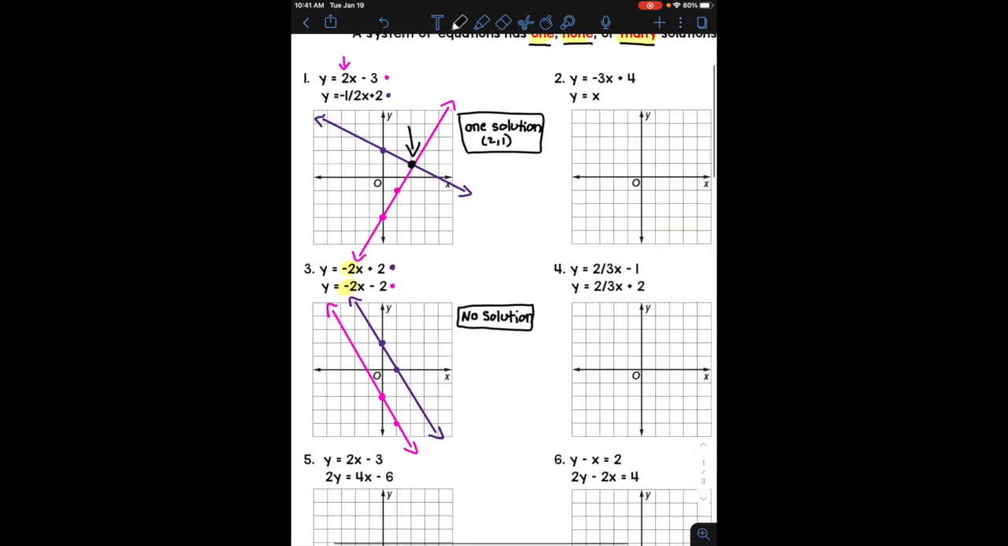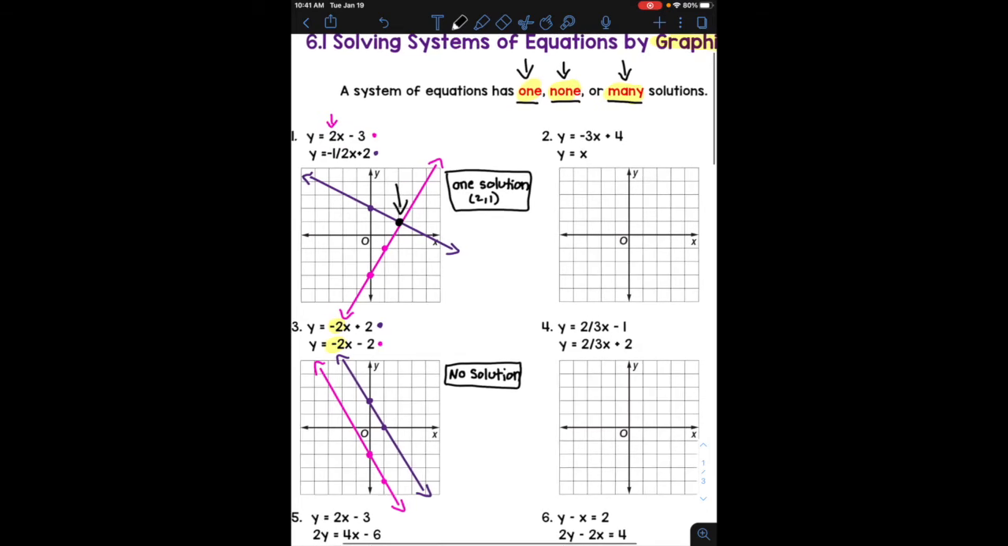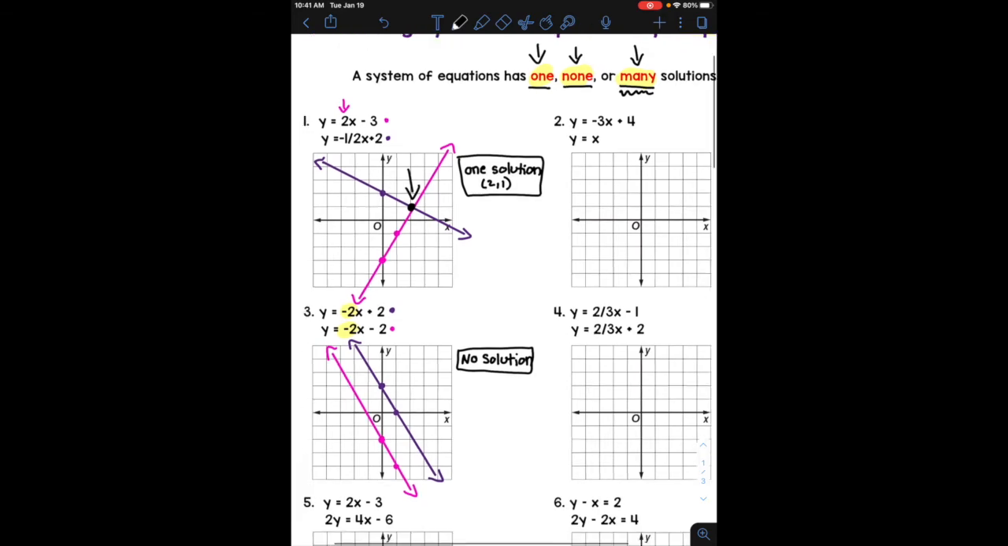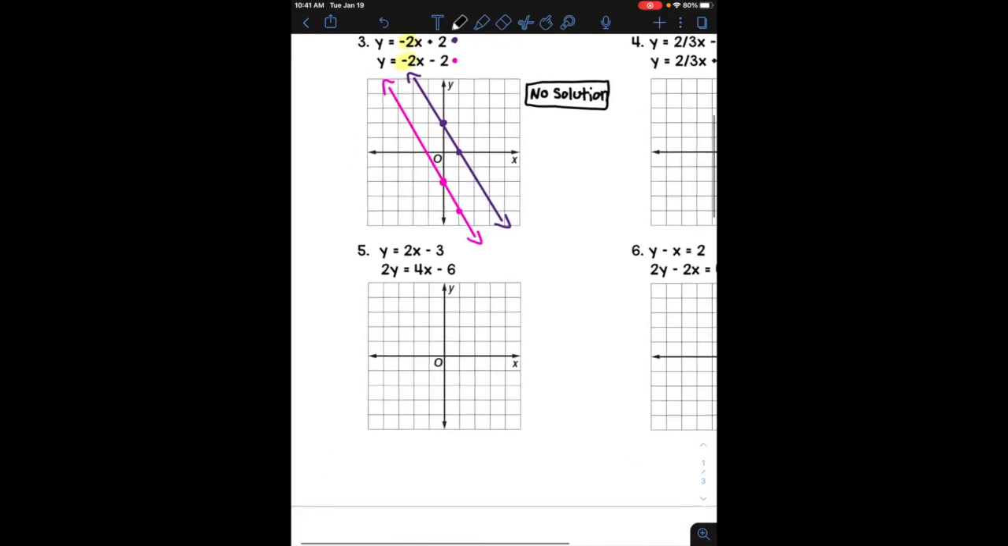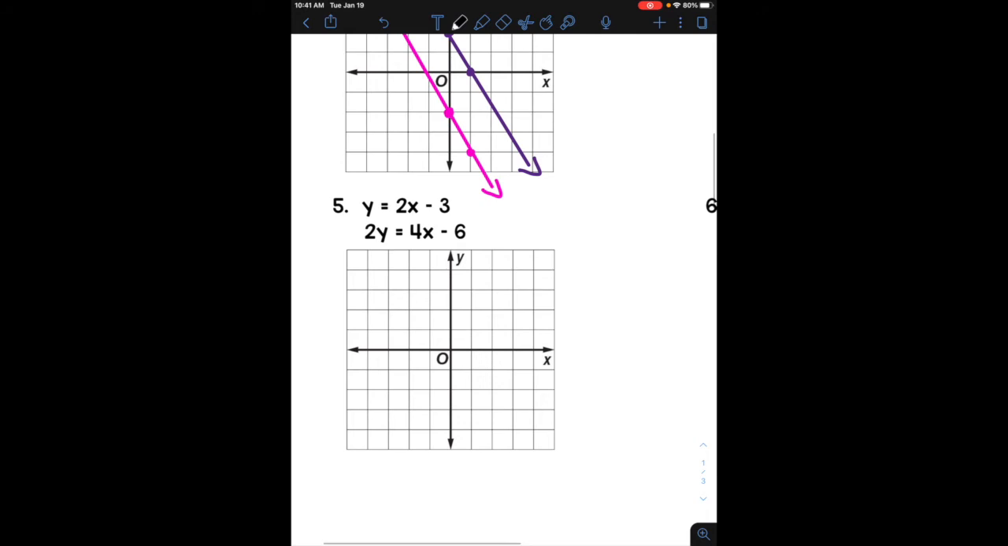So far we saw one solution, where the lines intersect; no solutions, that's where the lines are parallel; and the last option is when there are many solutions. Let's take a look at an example like that. We'll go down to problem number 5.